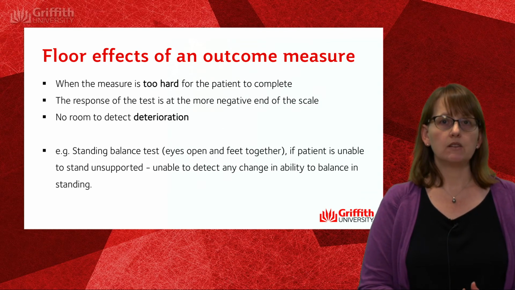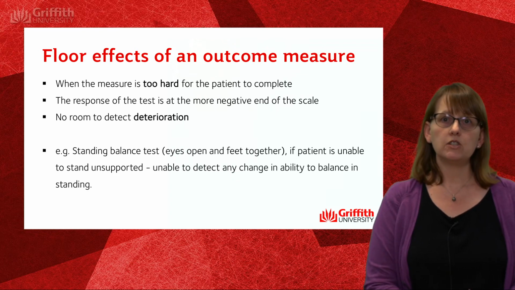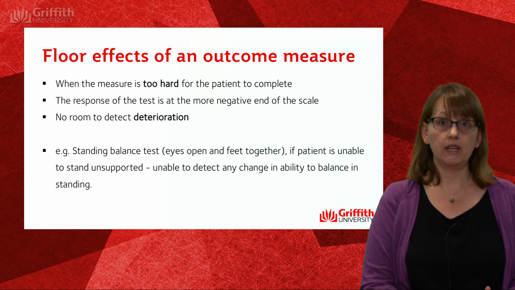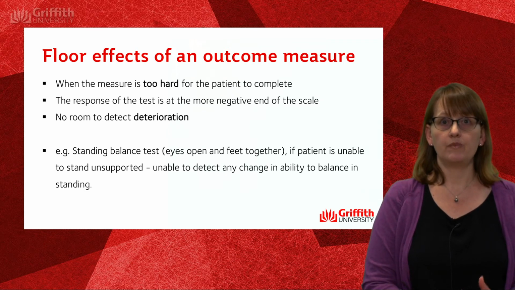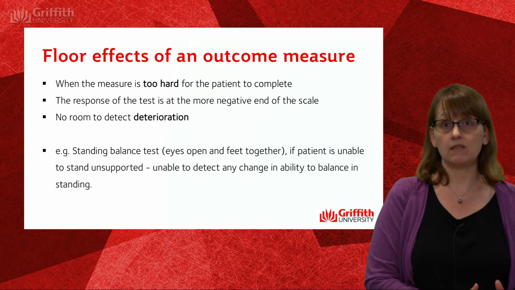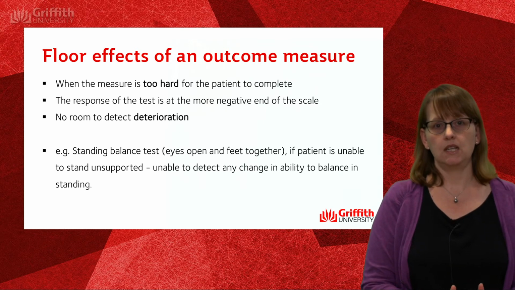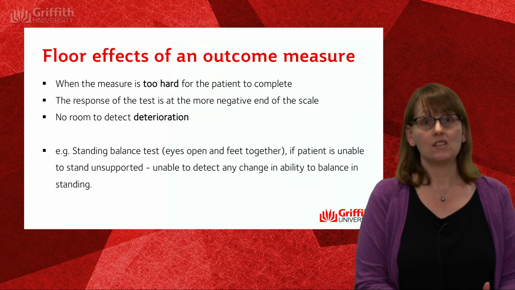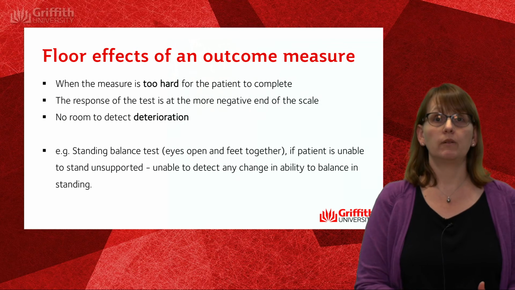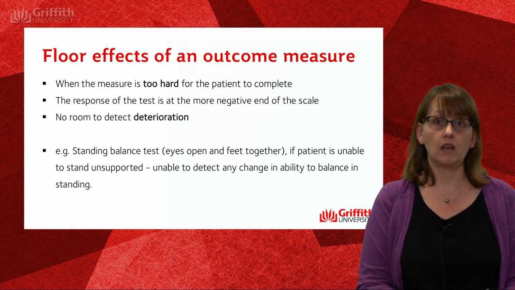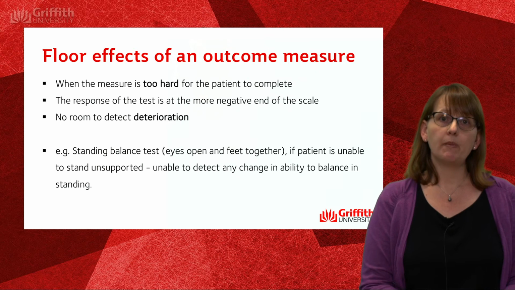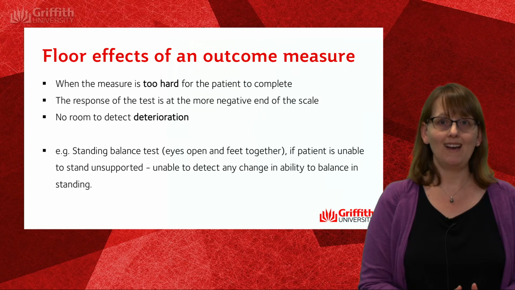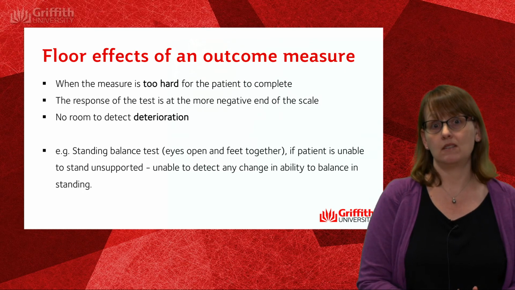The other things we need to consider when using an outcome measure are floor effects. This is when the measure is too hard for the patient to complete, so the response on the test is at the more negative end of the scale and there's no room to detect any deterioration. So if they can't do it, we can't use that test. An example might be a standing balance test where we ask the patients to stand with their eyes open and feet together. If the patient's unable to stand unsupported, then we can't do this test, so we can't detect any change in their ability to balance in standing.